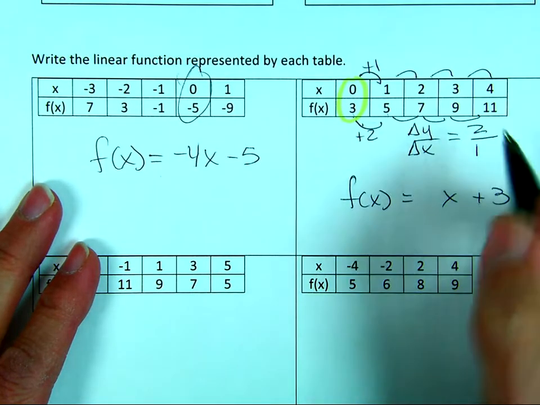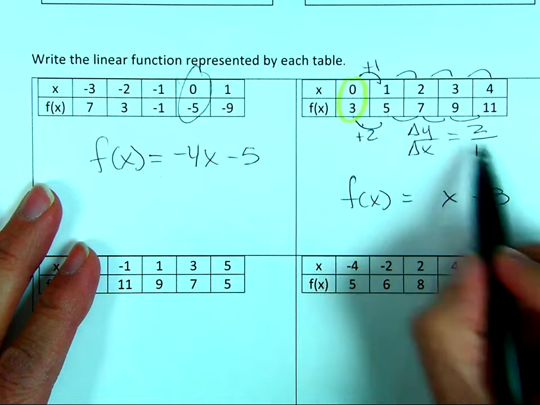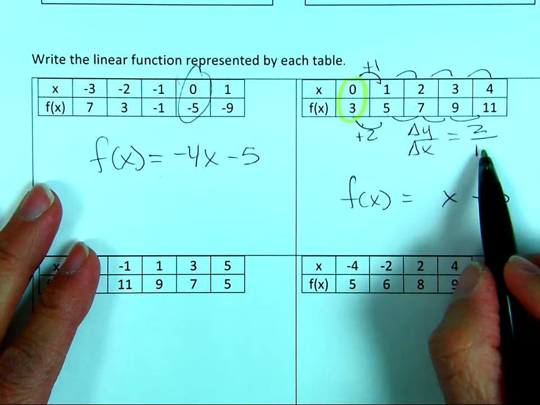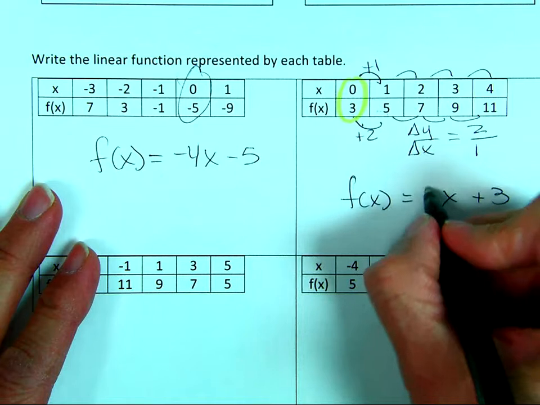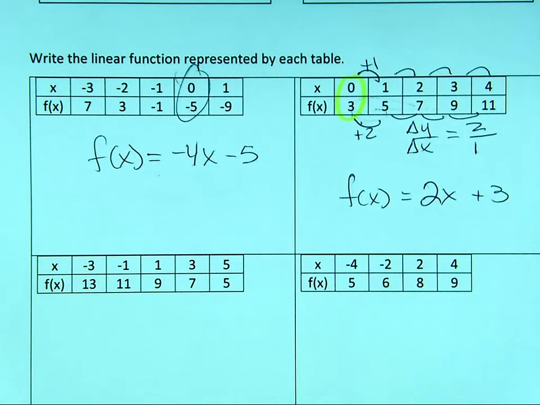Be careful. When this is on the bottom, people want to put the change in y on the bottom because this f of x was on the bottom, so just be careful that you don't do that. So there's my equation. It's pretty simple, pretty easy.